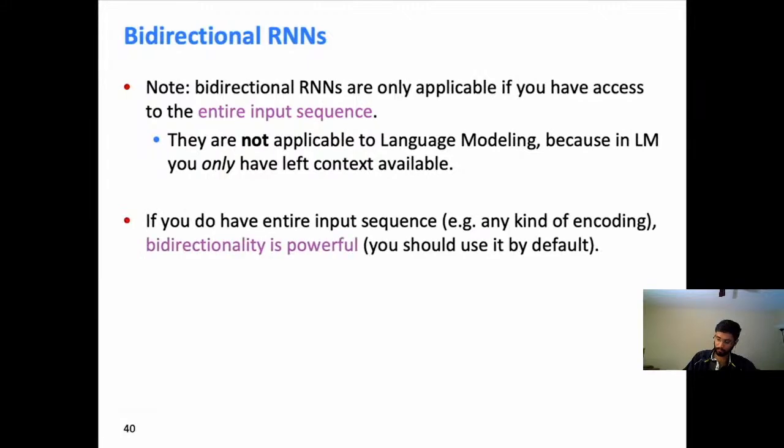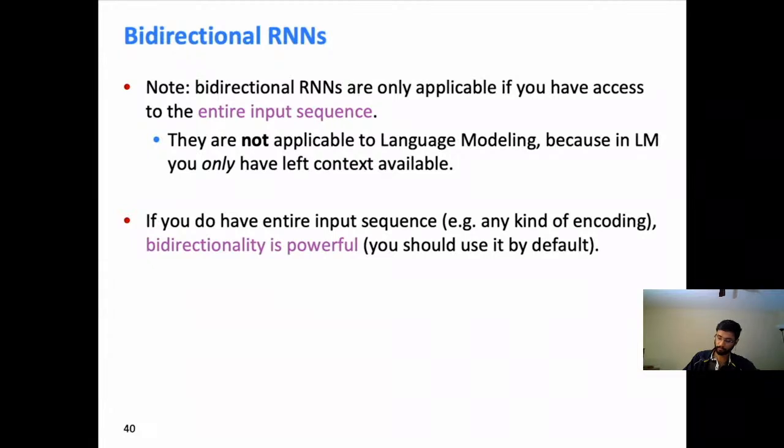However, if you do have access to the entire sequence, so for example, if you're doing any kind of encoding, similar to this sentiment example, then bidirectionality is pretty powerful, and you should probably regard it as a good thing to do by default, because it turns out that getting this information from both the left and the right makes it a lot easier to learn these more useful contextual representations.